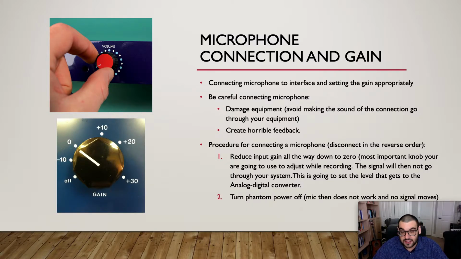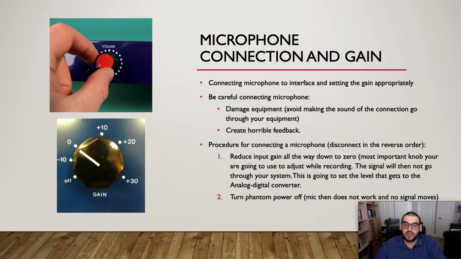So, like I said, you're going to reduce your input gain all the way down to 0. Okay, the most important knob you are going to use to adjust while recording is this gain knob. The signal will then not go through the system, right? This is going to set the level that gets to the analog digital converter. Okay, you don't want to blow that converter and ruin your interface.